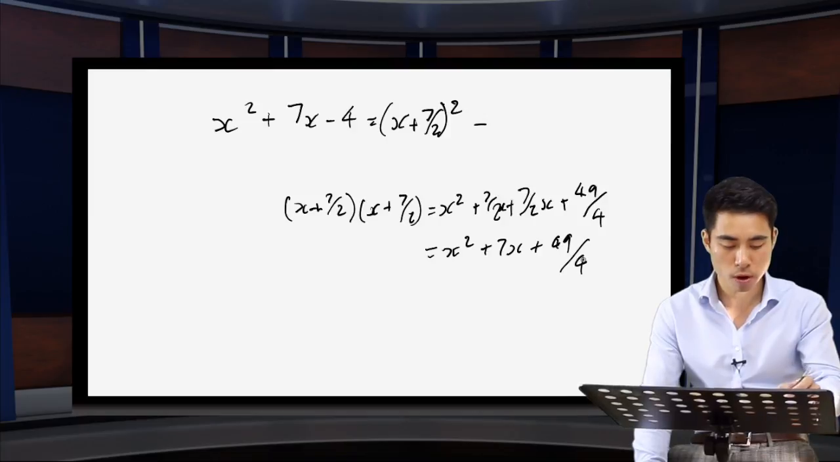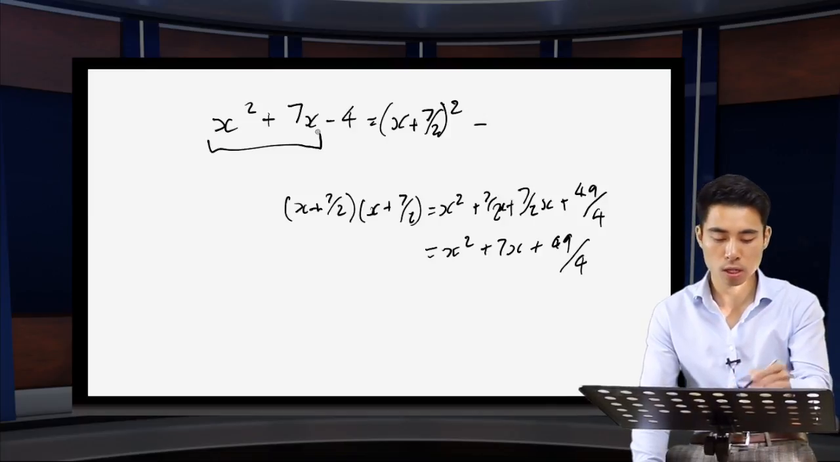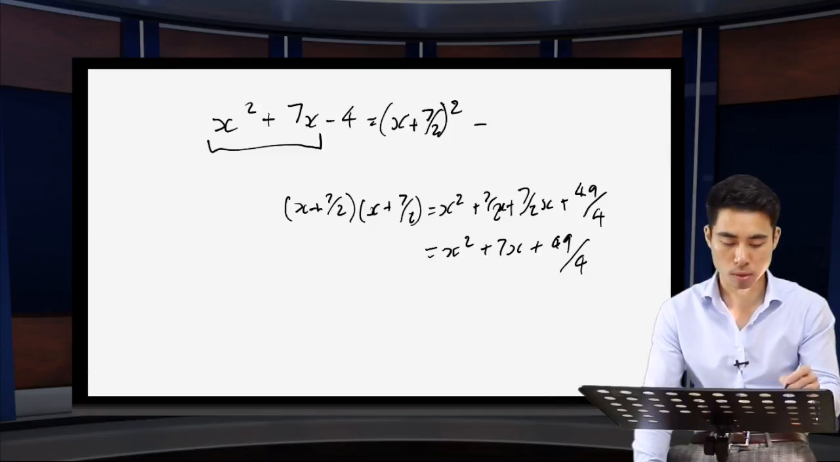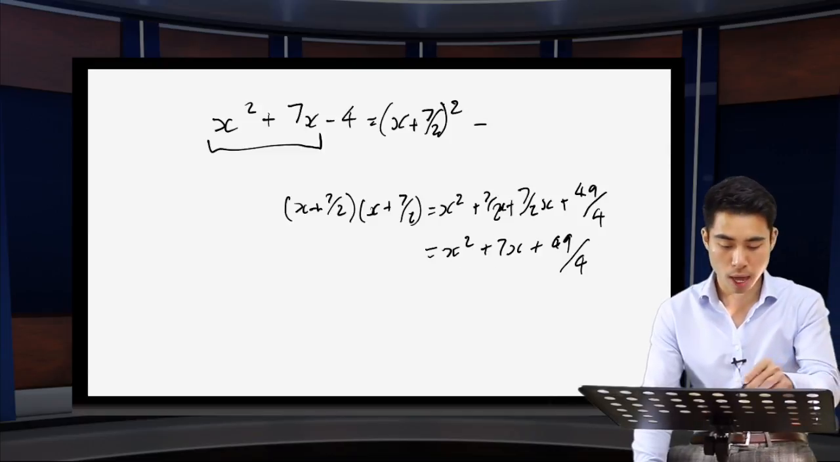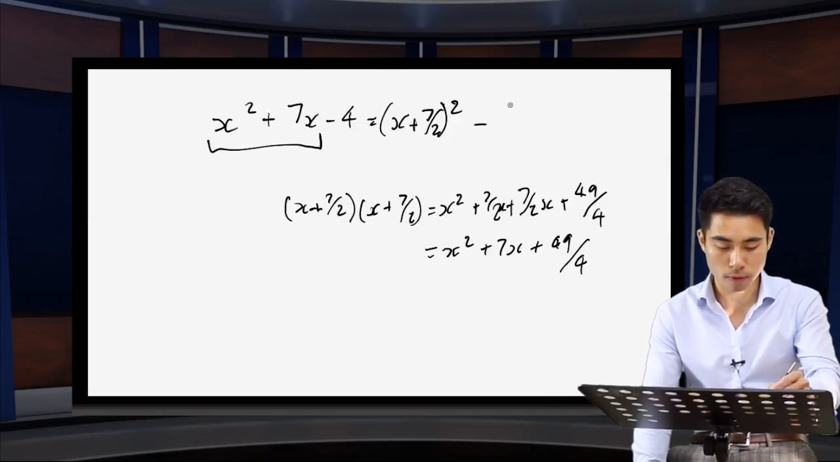Just remember, to begin with, we're only looking at these two terms here. Essentially, we're completing the square for those two terms. So if you're comparing this to this, how do I get from here to here? Well, I need to subtract 49 over 4. And that's always going to be the case.